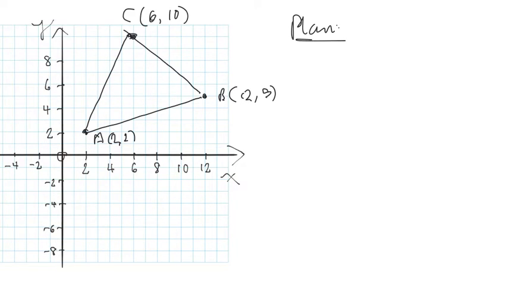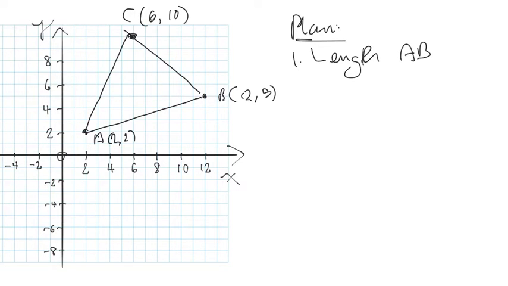We first of all need to choose a base. Now, it doesn't really matter which side we choose to be our base, but we have to choose one side. And just because of the way that I've drawn it, I'm going to choose AB as the base. So we need to figure out the length of AB. That's our first step, and I think that one won't be too hard.